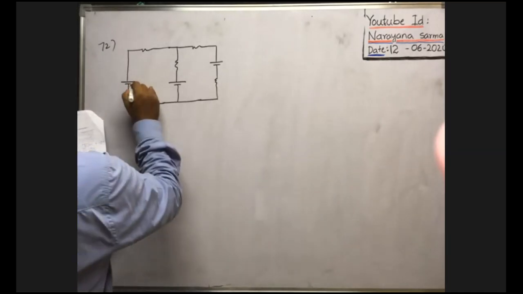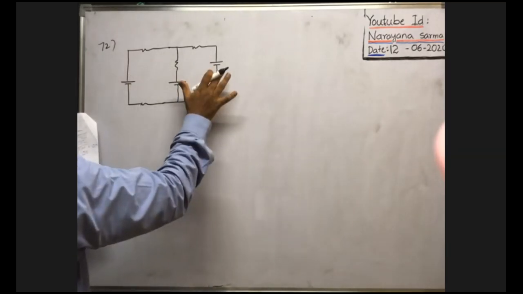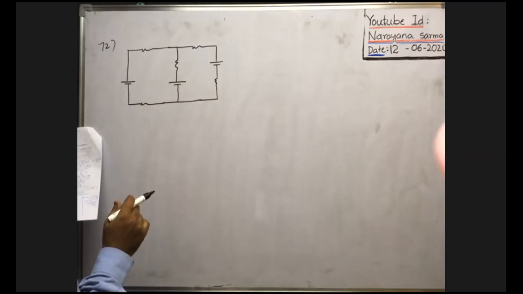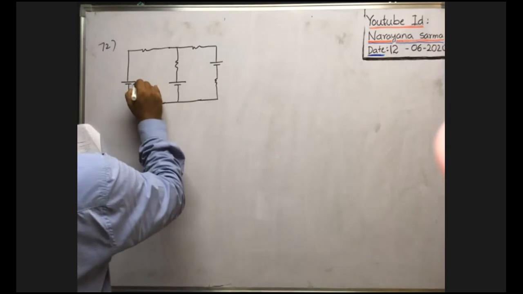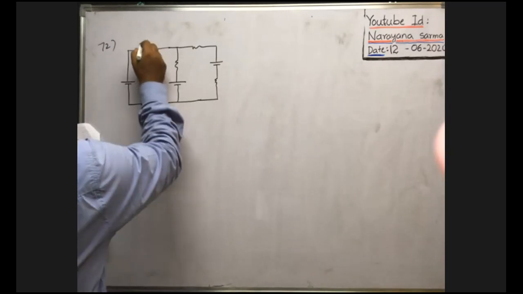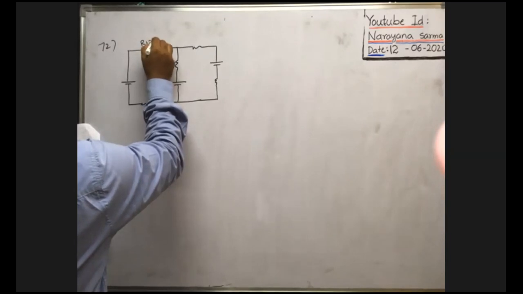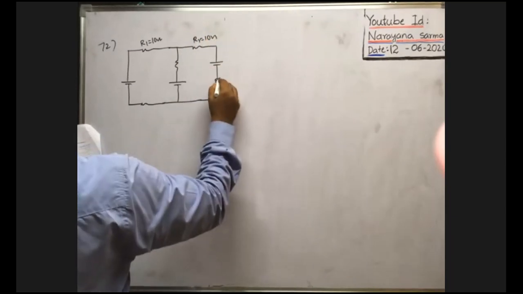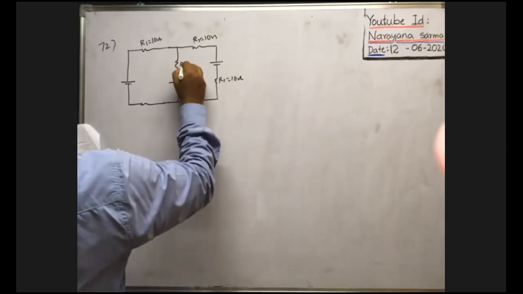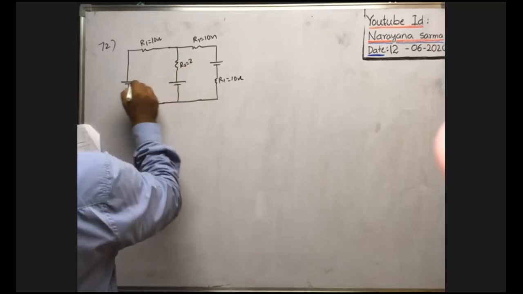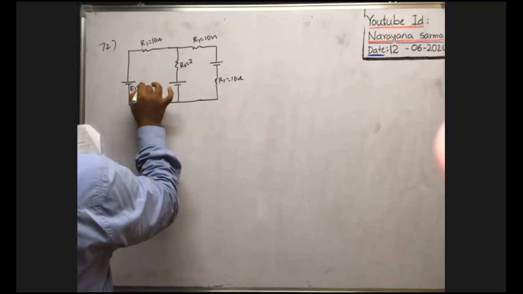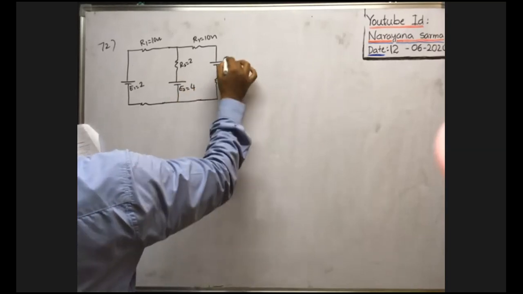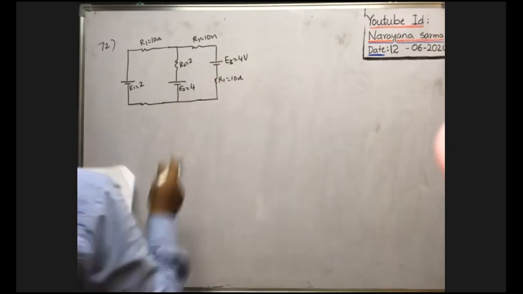Here, the 3 cells are connected like this. For the circuit shown, the resistance R1 is equal to 10 ohm. This is also R1, equal to 10 ohm. This is R1, also equal to 10 ohm. This is R2, equal to 2 ohm. And the EMF of the cells: E1 is equal to 2 volt, E2 is equal to 4 volt, and E3 is equal to 4 volt. In this way, it is given.